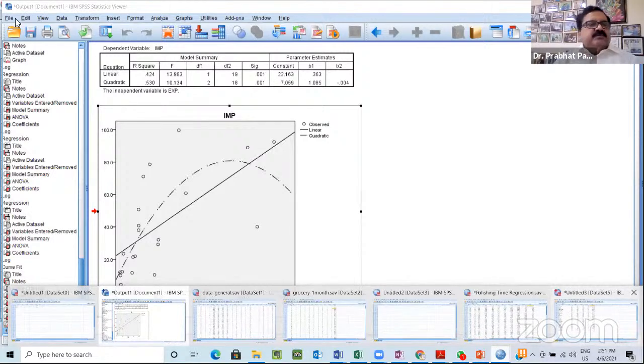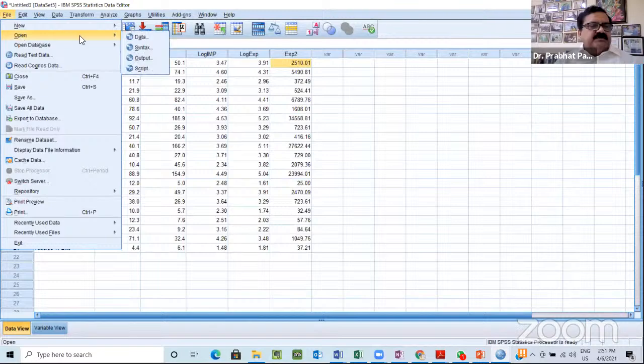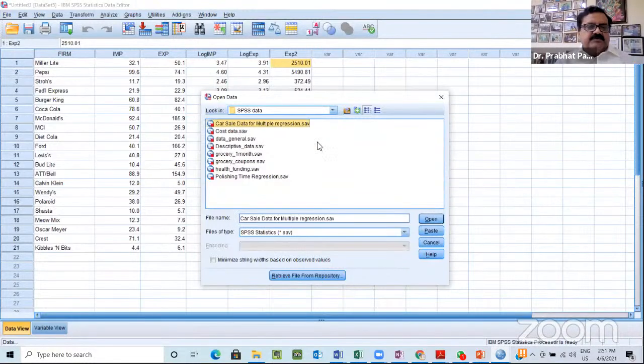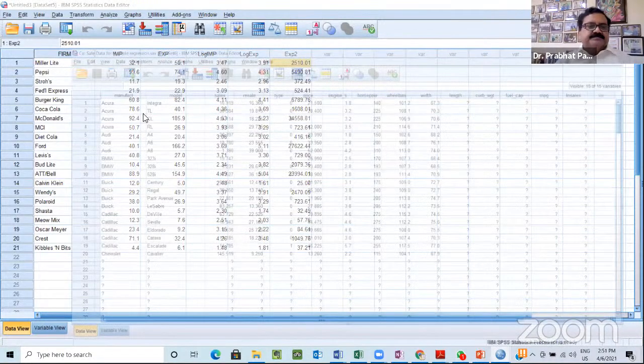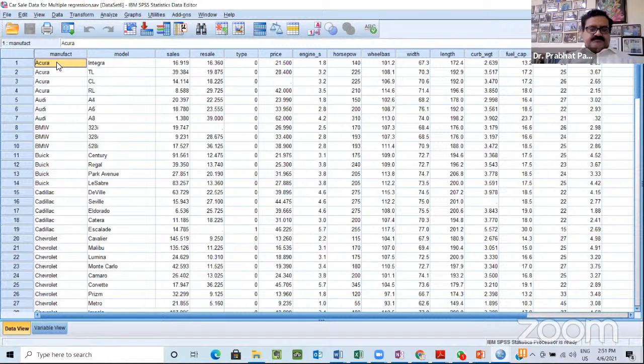All right, so let's move forward and let me open another data for you. So this time I'm going for the car sale data. So I'm opening this car market data. Right, so you can see here, these are the manufacturers, these are the models of car, sales, the resale value, price, engine size, horsepower, wheelbase, width, length, curb weight, fuel capacity, fuel efficiency, and log sales. So these are a lot of data which is there for the car market.